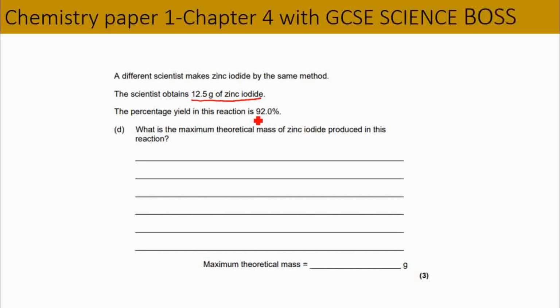The percentage yield now is 92%. And they now want to work out the maximum theoretical yield. So remember the equation. What it says is that percentage yield is equal to the actual yield over the theoretical, and we are timesing that by 100.